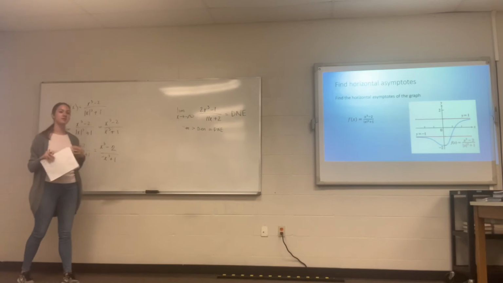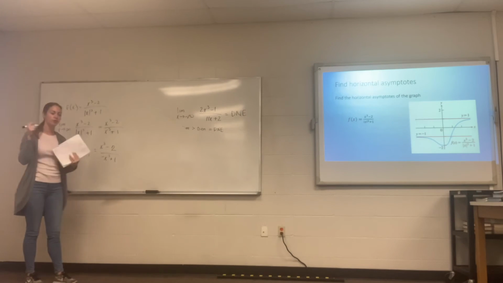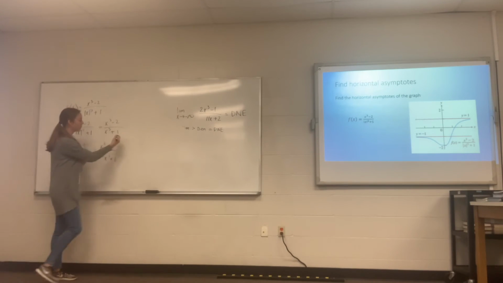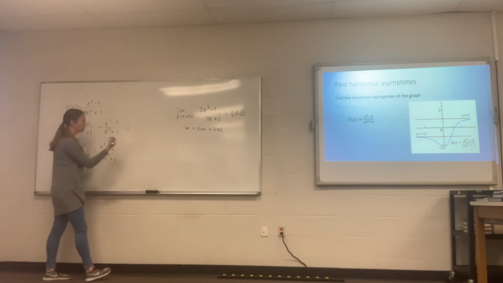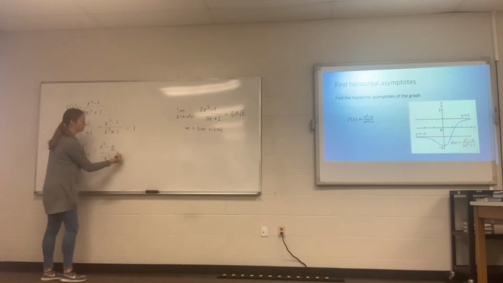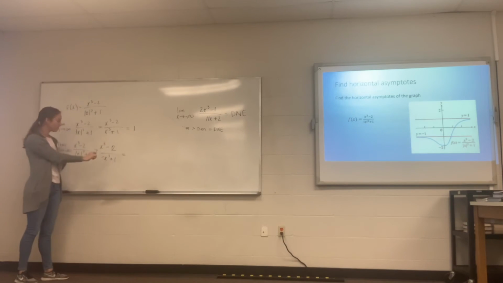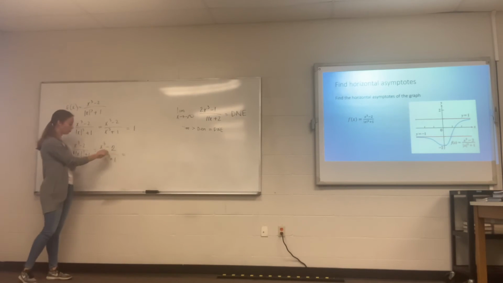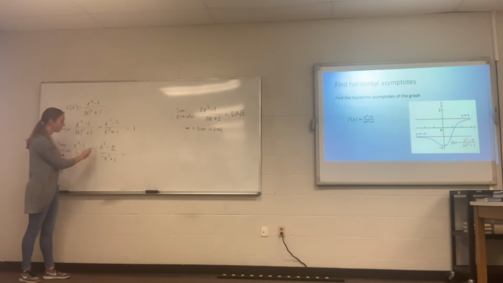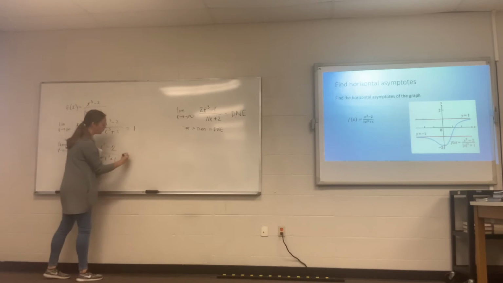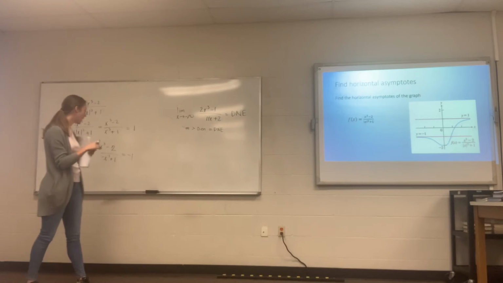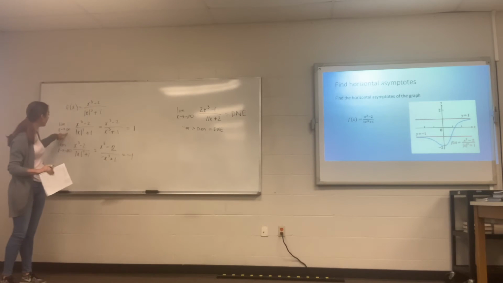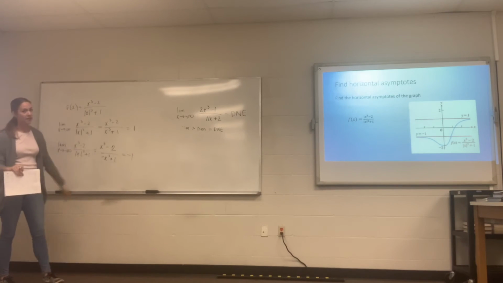So because those are the same exponent, so they're both to the third, I can go ahead and compare my leading coefficients. So I would have 1 over 1, which is just going to give me a positive 1. And then down here, I also have a cube over a cube. So then when I go to compare my leading coefficients, I have 1 over negative 1, which would give me negative 1.